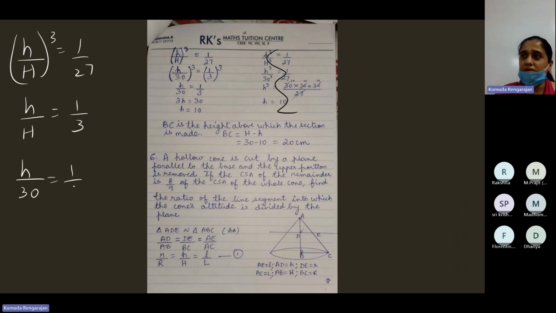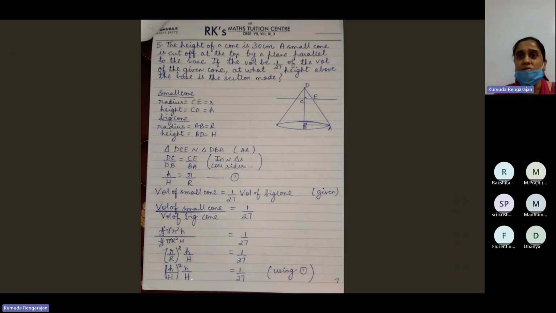h by H is equal to 1 by 3. So H is equal to 30 goes here. So h is 30 by 3, h is equal to 10. At any point you can substitute. Nothing says that this is the right point. You can substitute it here also. Anywhere you substitute H, you can put 30. Whenever you realize, you substitute.